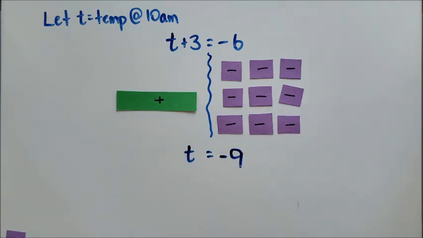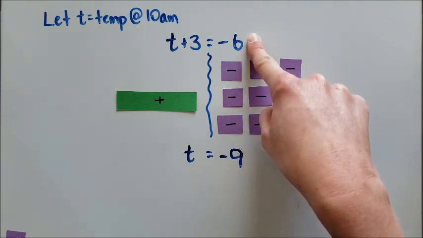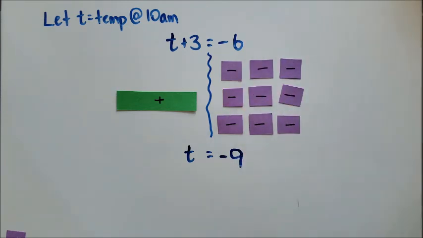Now, we can do a formal verify where we plug it in, or we can use some of our reasoning skills. So if it was -9 and it went up 3 degrees, it would make sense that it is -6 now. So it's a good way that we can check that what we have is something that makes sense.